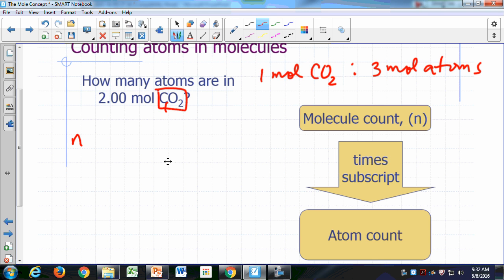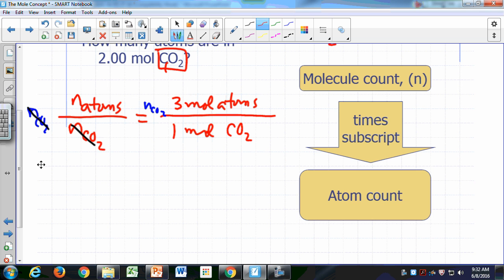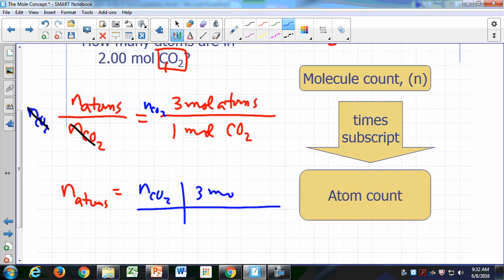So you say moles, what are we looking for? Atoms over moles of CO2 equals 3 moles of atoms over 1 mole of CO2 molecules. Okay, and so you multiply both sides by moles of CO2. That cancels out moles of CO2 from the left, we have moles of atoms equals moles of CO2 times 3 moles of atoms divided by 1 mole of CO2.